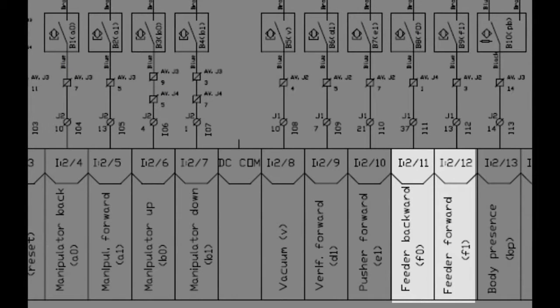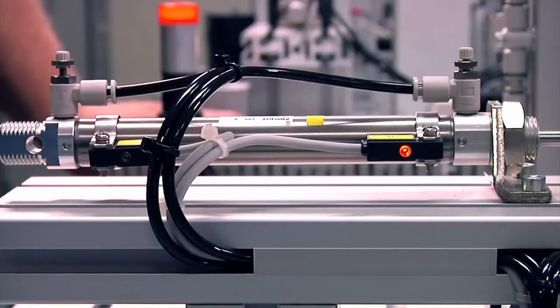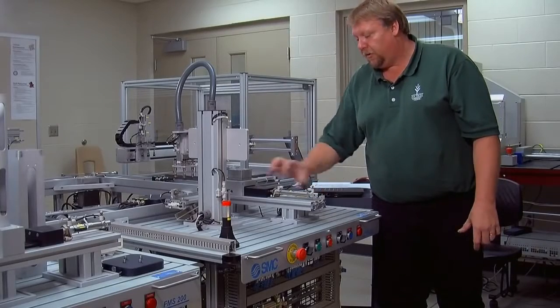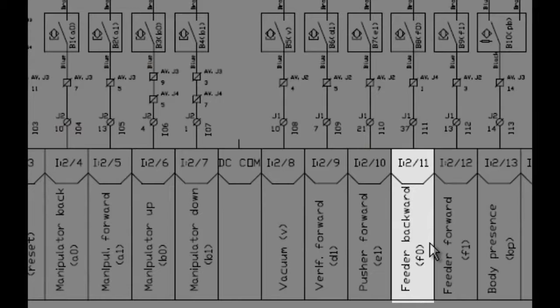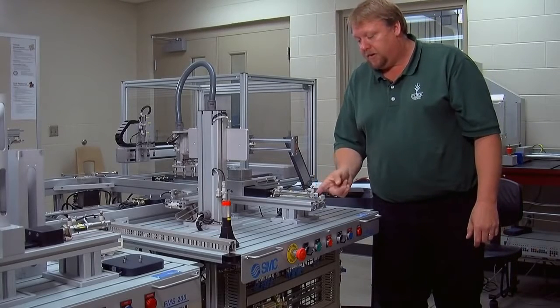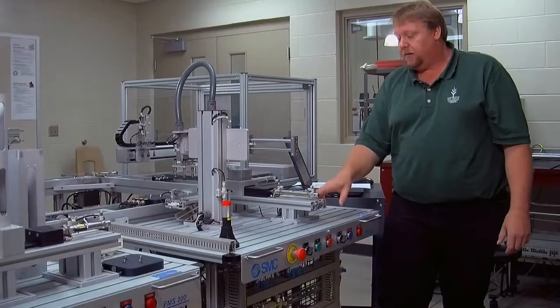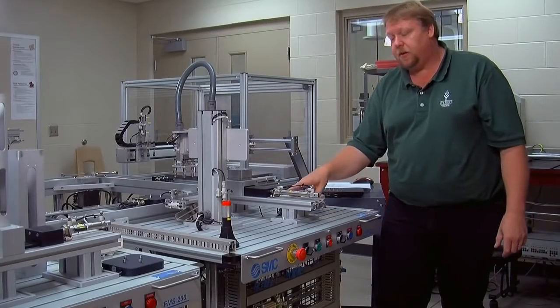And our next one is the feeder forward and backward. This is the feeder forward cylinder. So if we look at this input right here, when this cylinder is forward, this one would be on. And the next one is I:211, which is feeder backward. And we can see that this cylinder right here is already on, and it is illuminated because this cylinder is backward. This being backward, and of course this being forward.